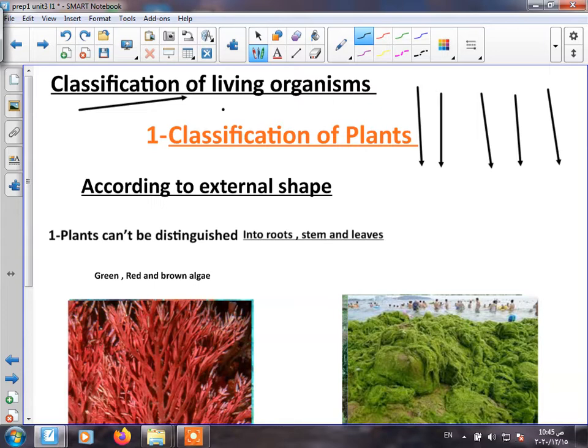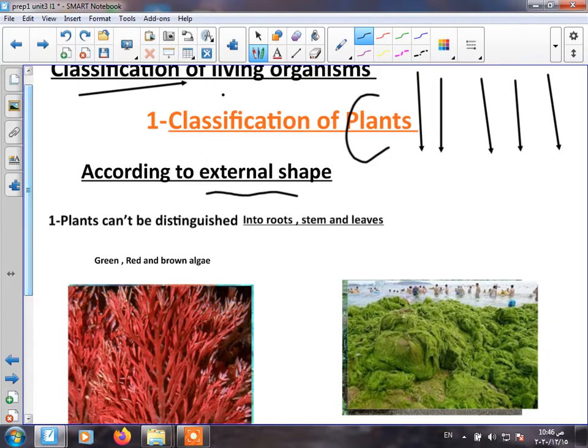So now I will talk about the classification of living organisms. I will start with the plant. Classification of plant, according to what? Prep 1, sorry. According to what? According to their shape, the external shape. And now I will talk about the classification of plant according to their external shape.